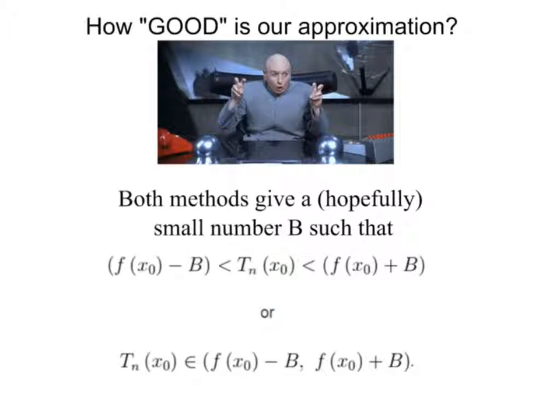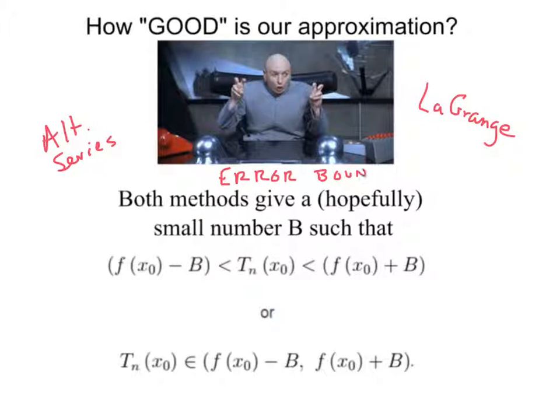So our two methods of approximation are the alternating series approximation, or error bound, and what's called the Lagrange error bound. Both of these give error bounds, where they say we're not going to be more than a certain value away. Both methods give a small number such that we hope our approximation is within a certain margin of error of the true value of the function.